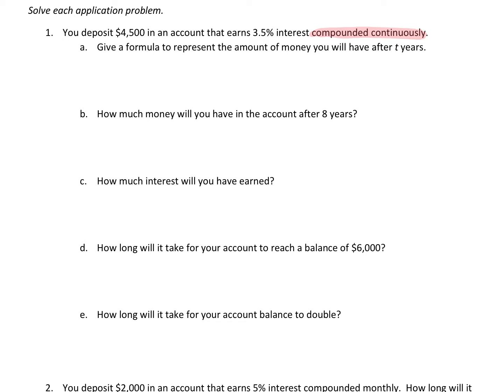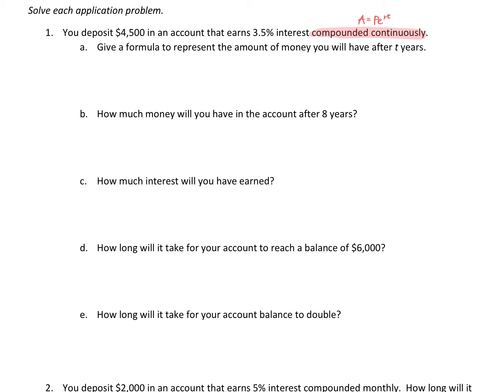So the continuous compounding formula is A equals P times e to the RT. A is the amount in the account at the end of the time period. P is the principal, or the amount in the account at the beginning, so the original amount. E is a number. It represents 2.71-ish. R is the interest rate as a decimal. And T is the time, how many years pass in your scenario.